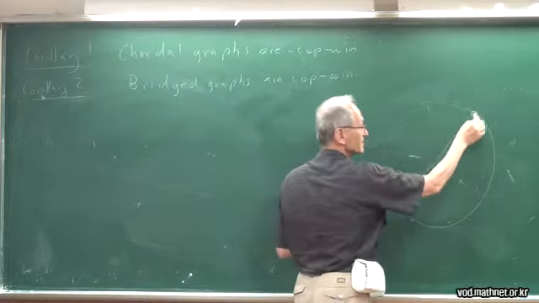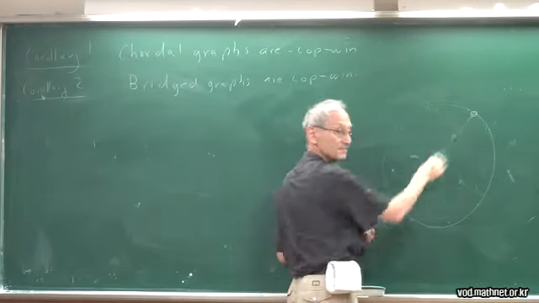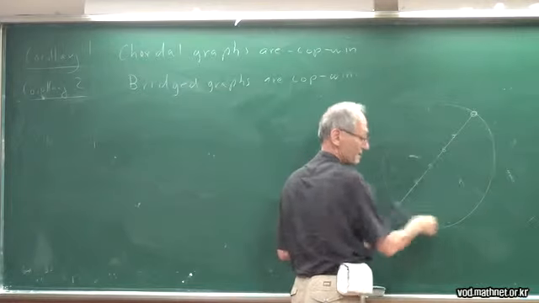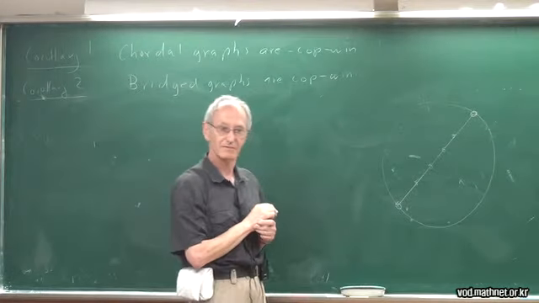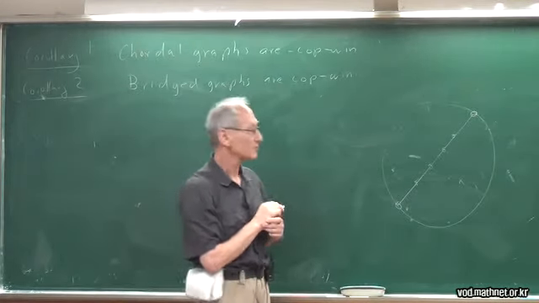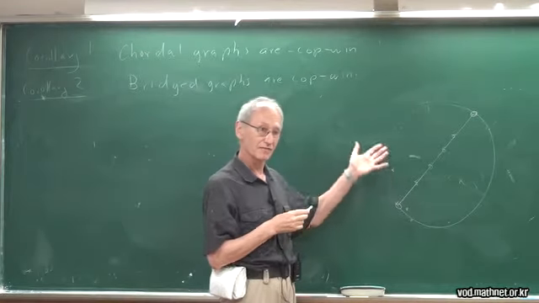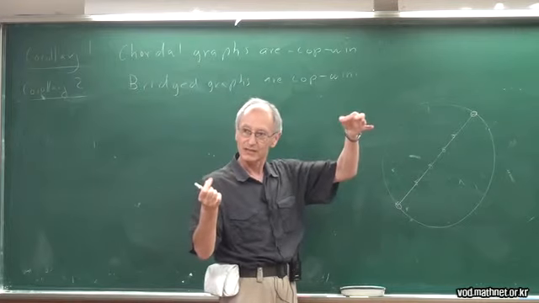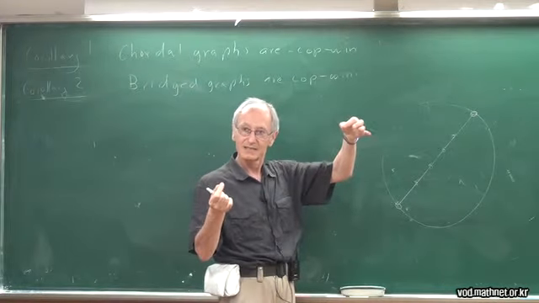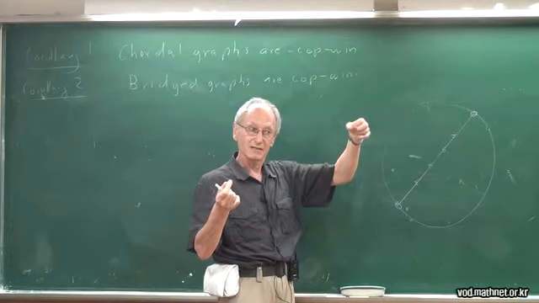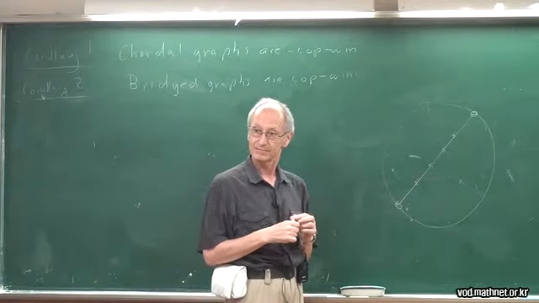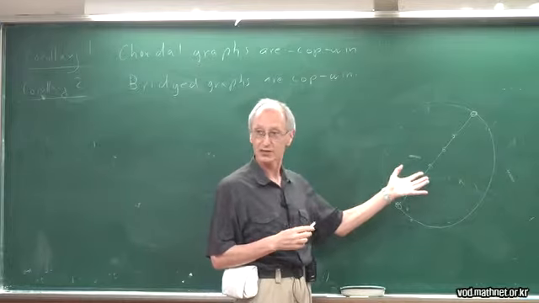That is, the distance in the graph is shorter than either of these parts. So a graph is bridged if whenever you take a cycle of length at least 4, there are 2 vertices on it whose distance in the graph is smaller than the distance on the cycle. Okay, so it generalizes chordal graph.